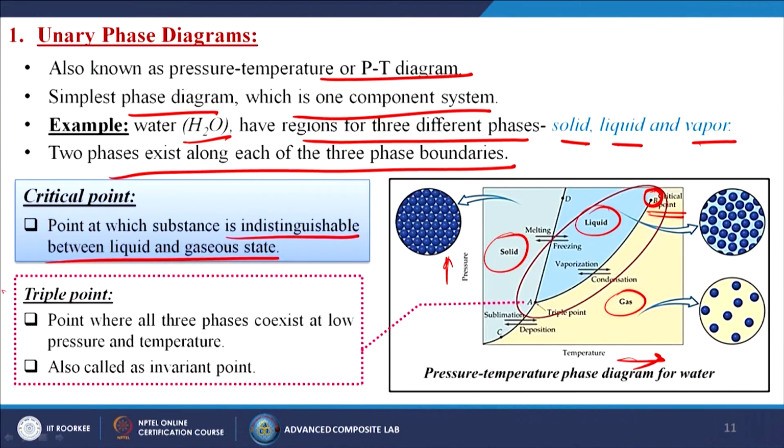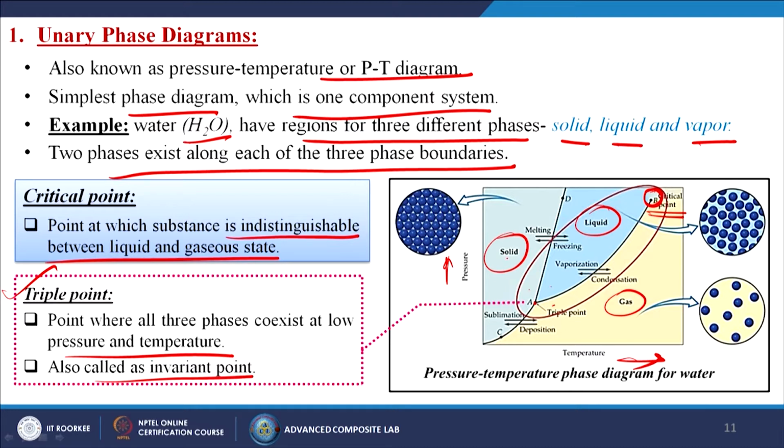And what is the triple point? It is the point where all 3 phases, solid, liquid and gas, are present at that particular point. It occurs at low pressure and temperature, and is also called the invariant point.